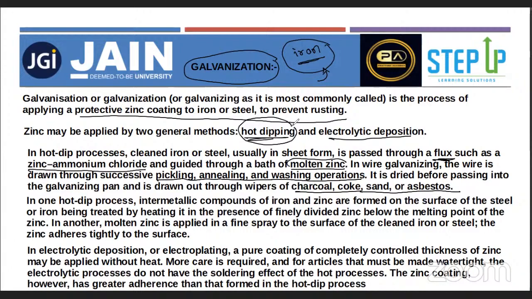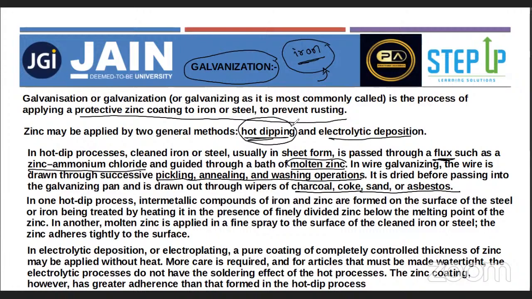What is done here is first cleaning with a flux. You can use other materials as well, but here we have taken the example of zinc ammonium chloride, which is NH4Cl with zinc, Zn, and the metal is guided into molten zinc, which is high temperature melted zinc. Then we have successive pickling, annealing, and washing operations. They're not going to ask what pickling, annealing, and washing are. Pickling is basically cleaning the surface of the metal, which can be iron or steel. Annealing is where you try to clean off sulfur by applying metals to it.